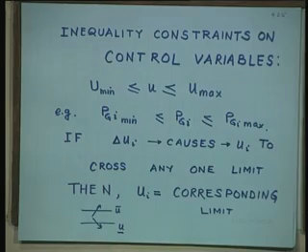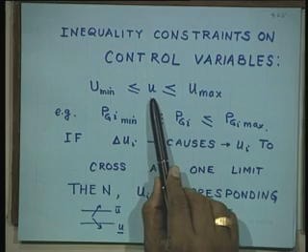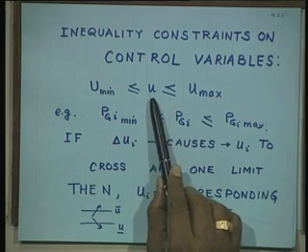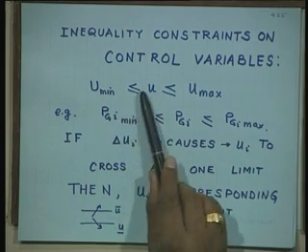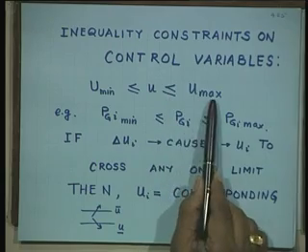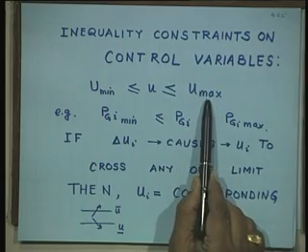Now, inequality constraints can be there on control variables, and it can be there on dependent variables. These two inequality constraints have to be tackled in two different ways. Let us first consider the inequality constraints on control variables. Control variable is normally specified in control systems by u. So, u min less than equal to u, less than equal to u max, right.